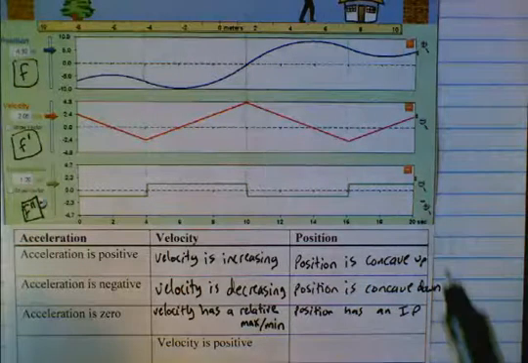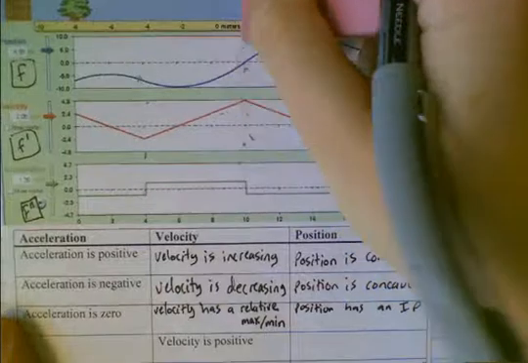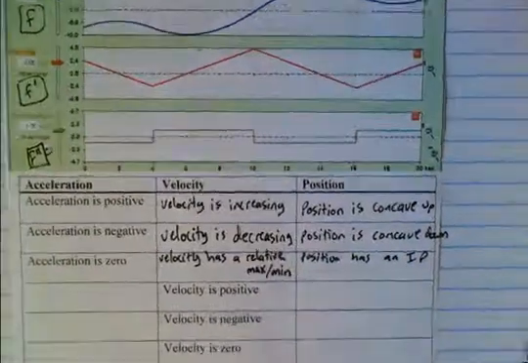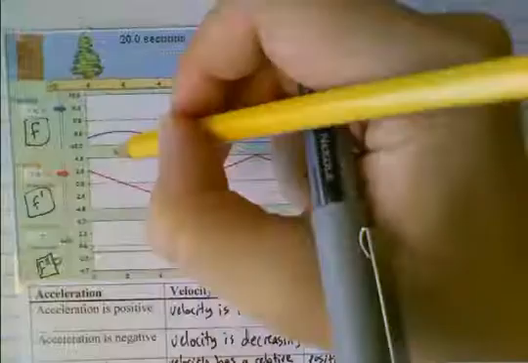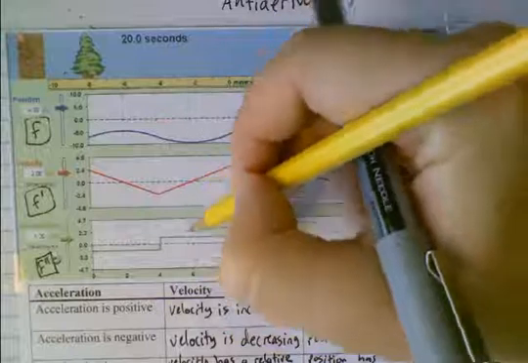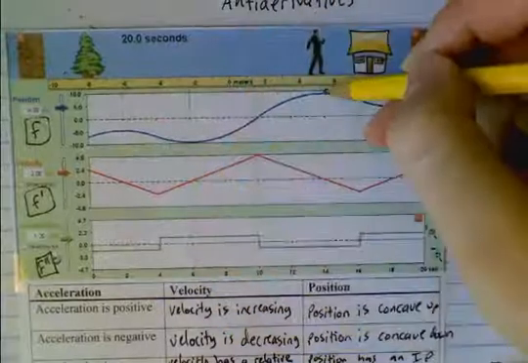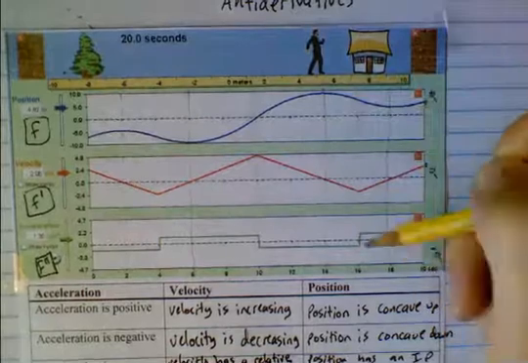Okay, so let's switch to looking at what happens when velocity is positive. So that's this next column right here. So here are the zeros. Velocity is positive, velocity is negative, velocity is positive, velocity is negative, velocity is positive again. There we go.